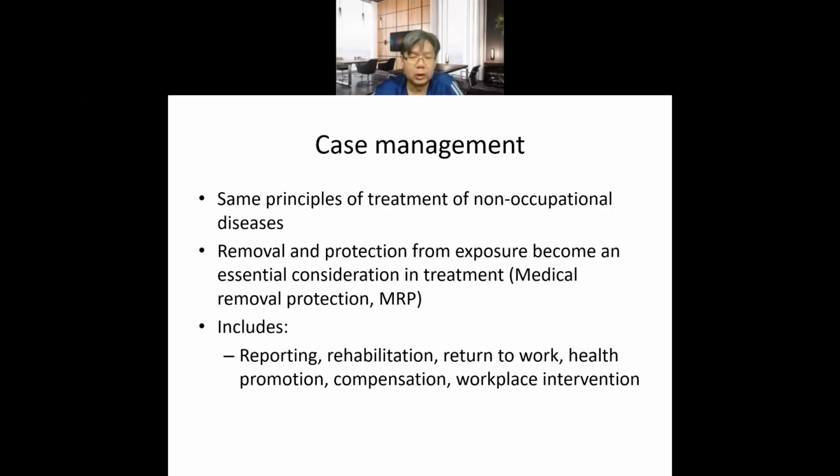And on top of the medical removal protection, what we need to do is also reporting, report to DOSH, to carry out, if there is a need, rehabilitation, return to work, like health promotion, any form of compensation or workplace intervention. So these are the interventions, case management for medical surveillance.